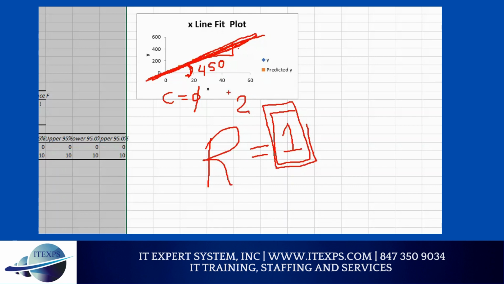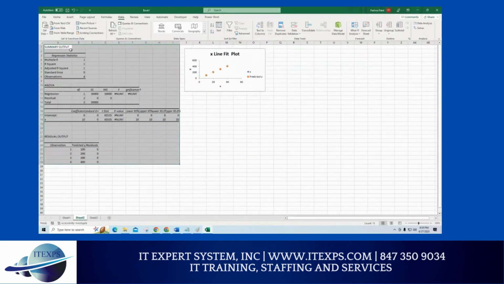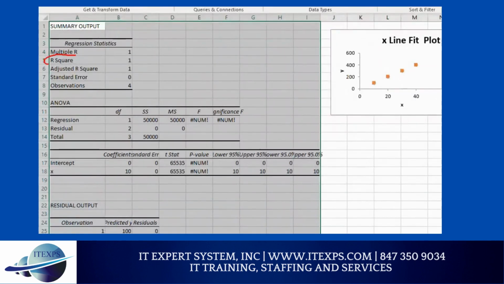Make sense? So a couple of things. C, you are going from 0, so C is 0. Angle is 45 and R square is 1. If you have that, it's a perfect relationship. If you expand this, it does say R square is 1.